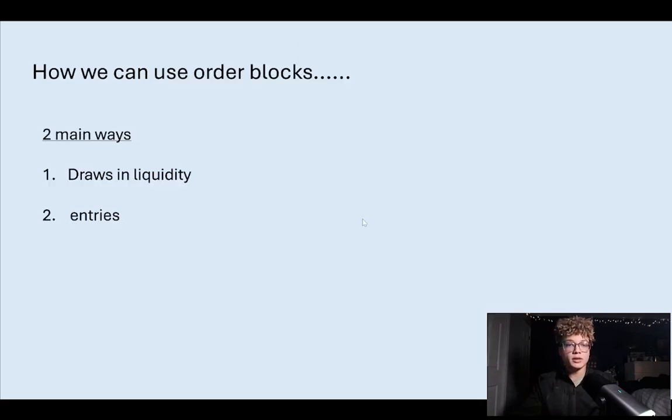There are two main uses for order blocks, and I've seen a lot of people say the same thing: they are draws on liquidity and are used for entries. I use both of these. I use them for my entries and I use them for draws of liquidity, so kind of take profit areas as well. Obviously, I don't need a bullish order block and a bearish order block in order to enter a trade, but these are just the two main ways they're used.